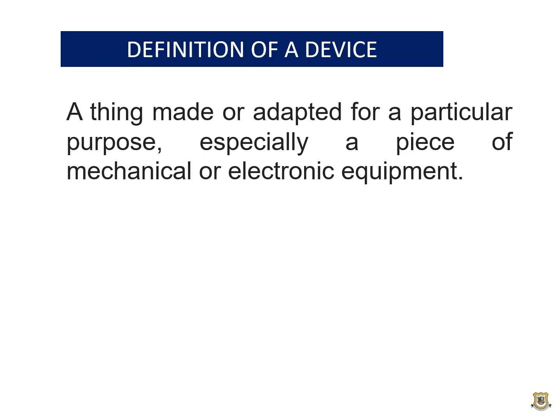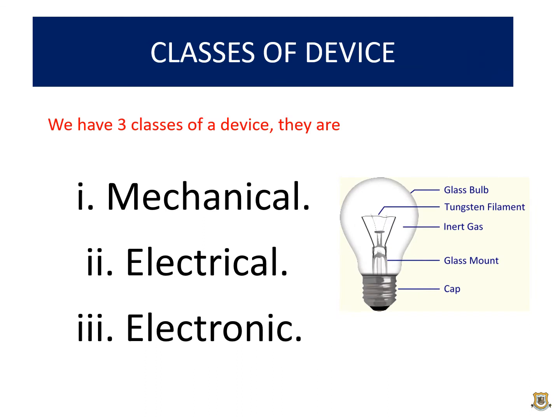So to the topic properly, definition. A simple definition for all our students to understand clearly: a device is a thing made, or adapted, or produced for a particular purpose, especially a piece of mechanical or electronic equipment. Now we want to look at our second objective for today.